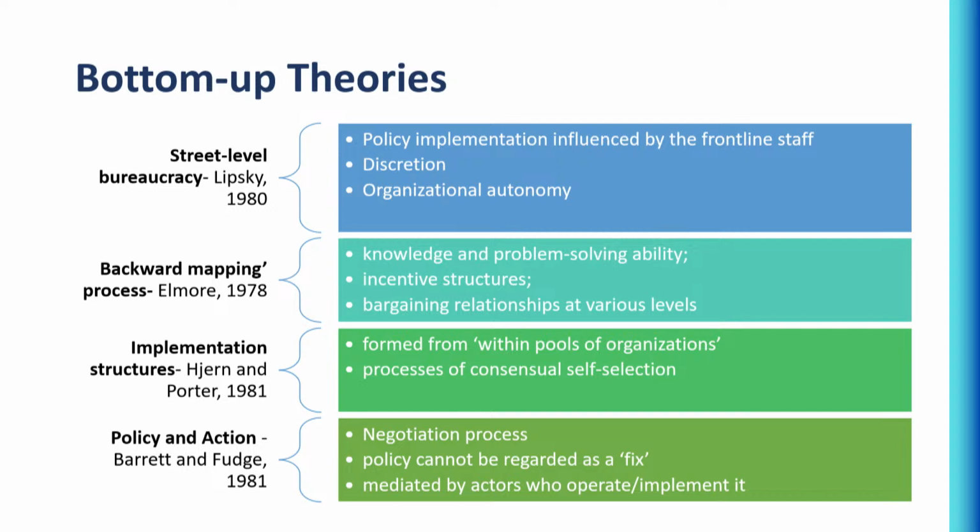So, these frontline people are the actual implementers of the policy. Similarly, Elmore will talk about the backward mapping process, where knowledge and problem-solving ability, incentive structures and bargaining relationships are seen at various levels. Similarly, implementation structures, and Barrett and Fudge will talk about policy and action as a negotiation process.